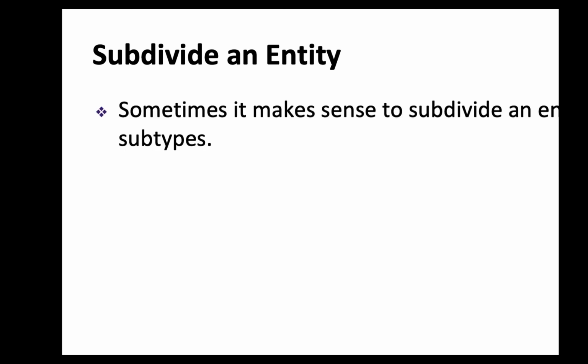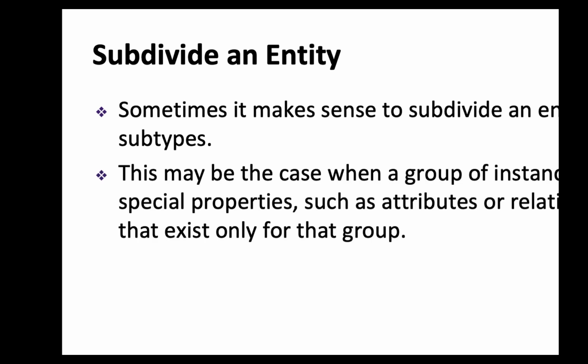Like if you are applying to some university and they are providing you some combo box to add your previous university, and the name of your previous university is not in that list, but still they allow you to add it as an other option, in which you can enter your university name. So subdivide an entity. Sometimes it makes sense to subdivide an entity into subtypes. This may be the case when a group of instances has special properties such as attributes or relationships that exist only for that group.